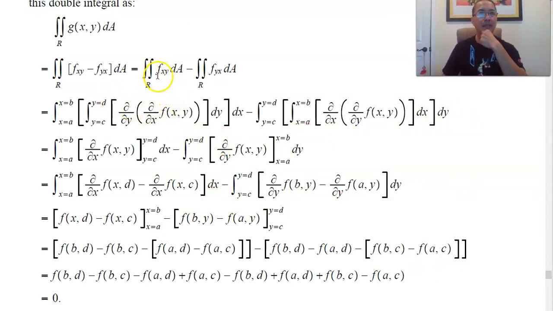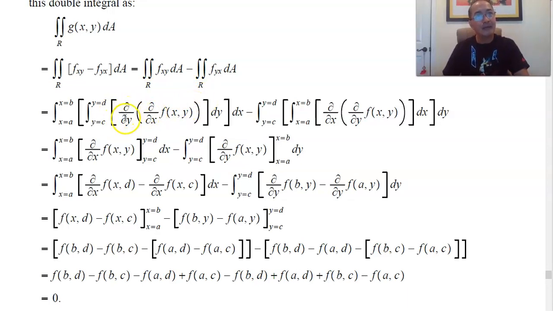So what is the meaning of fxy? You take the partial derivative first with respect to x, and then with respect to y. What does fyx mean? First you take the partial with respect to y, then with respect to x. But we're integrating both of these over the same rectangle. That's the key.